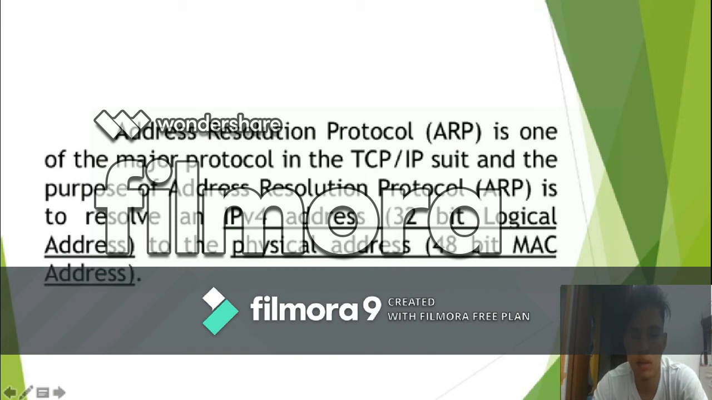So first things first, what is the purpose of ARP? The purpose of ARP, or the Address Resolution Protocol, is to find out the MAC address of the device in your local area network, or LAN, for the corresponding IPv4 address with which a network application is trying to communicate.